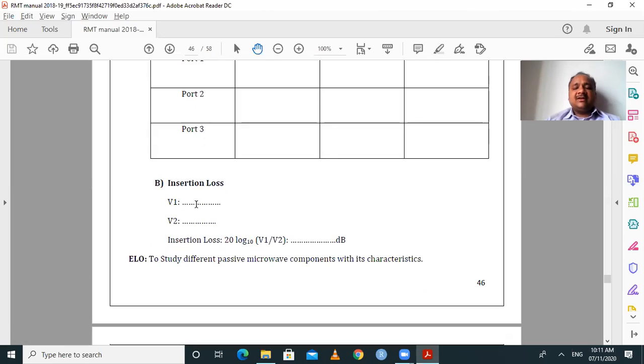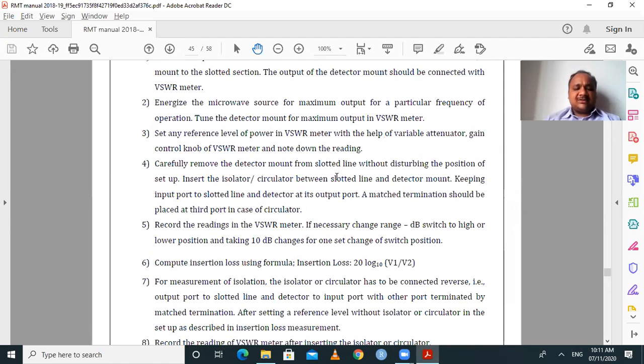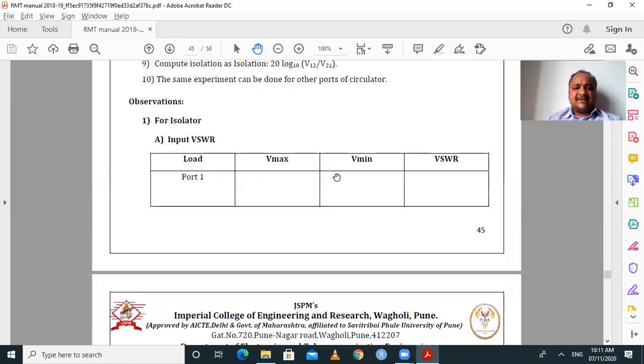For insertion loss, you need to find V1 and V2. V1 is the output on the CRO before inserting this circulator, and V2 is after inserting the circulator. Insertion loss can be calculated using 20 log to the base 10 of V1 upon V2, and it is measured in decibel. So all these parameters we have to find out for this particular isolator and circulator.